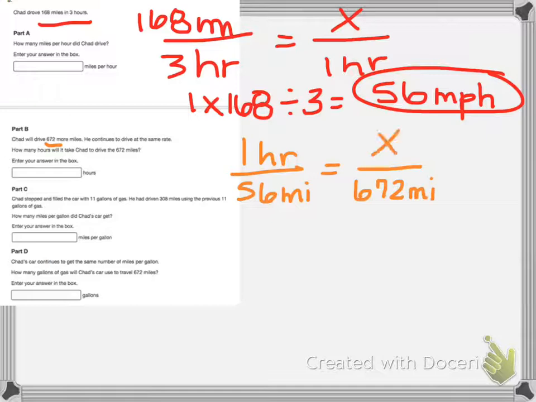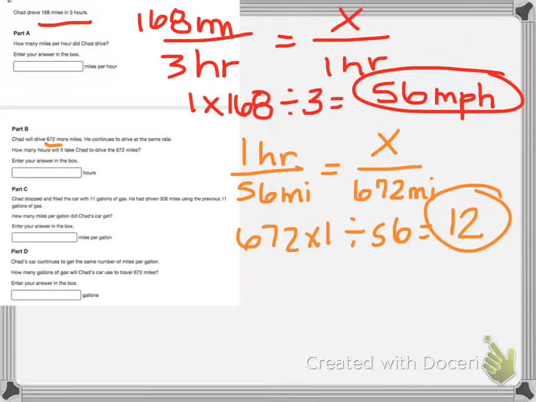Put an X here. Cross multiply and divide. 672 times 1, divide it by 56. Type that into your calculator. You end up with 12 hours.